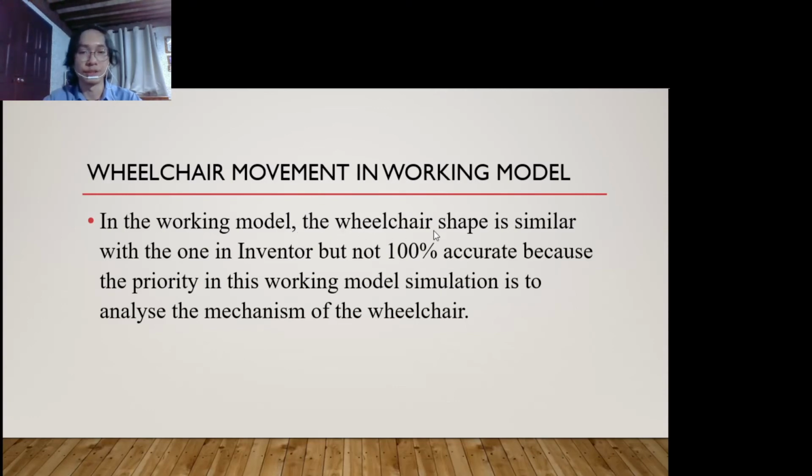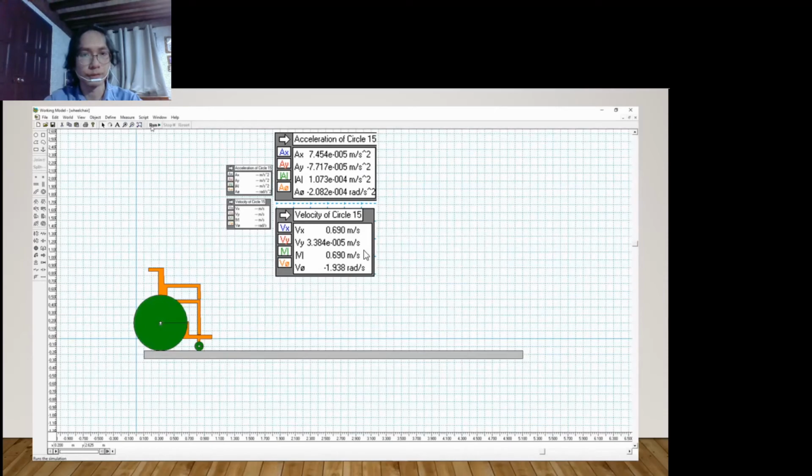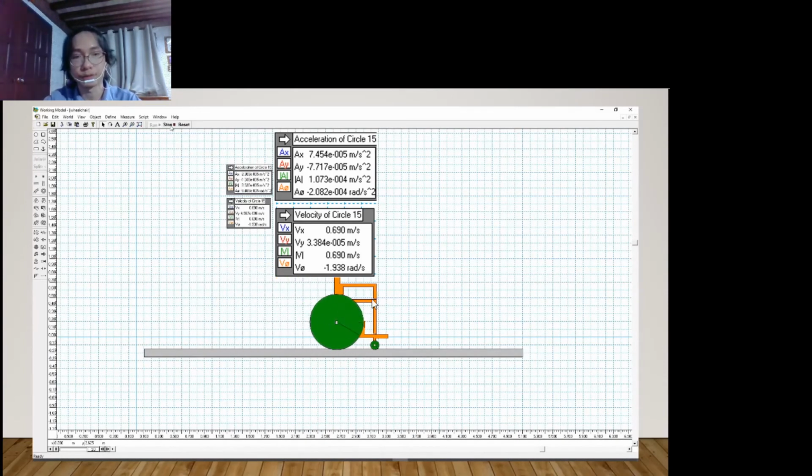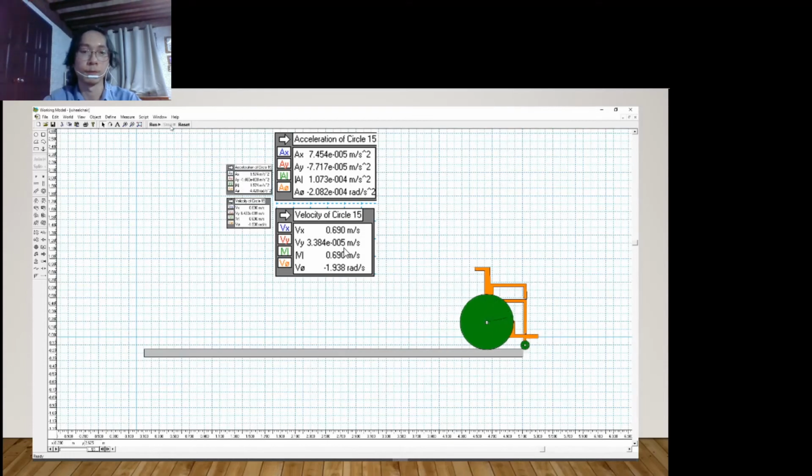In Working Model, the wheelchair shape is similar to the one in Inventor, but not 100% accurate, because the priority in this Working Model simulation is to analyze the mechanism of the wheelchair. Here, this orange colored part is the frame of the wheelchair, and these green circles are the wheels. For this part, we assume that the wheelchair is moving in a straight direction towards the nurse or patient. As we can see right now, the wheelchair is moving to the right at the desired speed of 0.69 meter per second. From the calculations, the large wheel needs to spin at the speed of 1.9 rad per second for the wheelchair to move at the desired speed.